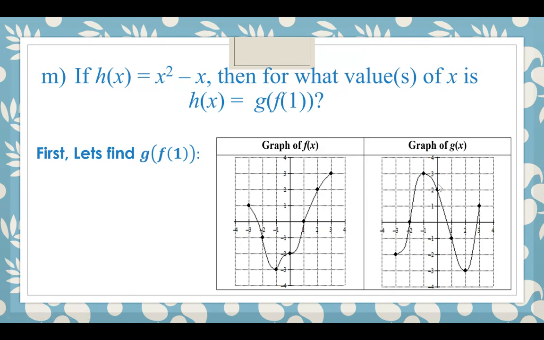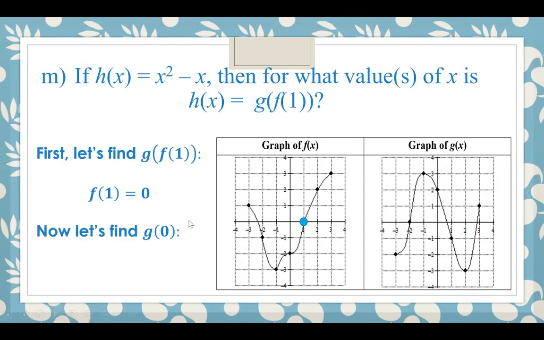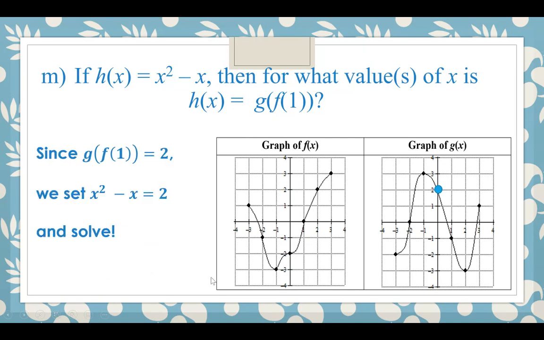Let's find g of f of 1. Well, let's find f of 1 first. When x is 1, we see that the y value is 0 for the f function. So now I substitute that 0 back into this expression, and I find g of 0. G of 0, according to the graph, is 2. So what I've found is that g of f of 1 is 2. Now what we want to know is where h of x is equal to 2. So I don't need these graphs anymore. I needed them to help me find the value of g of f of 1, and I've found that it's 2. So now I simply set x squared minus x, which is h of x, equal to 2 and solve.